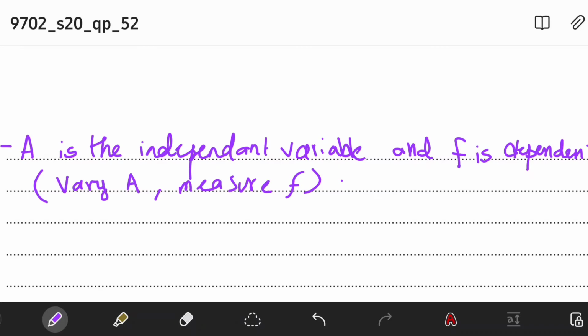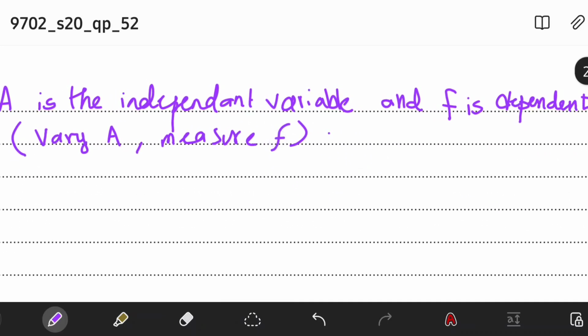Now, as we discussed, let's write our constants. So we have to keep M and L constant. M is the mass of the load and L is the distance between the two nodes. So keep L and M constant.